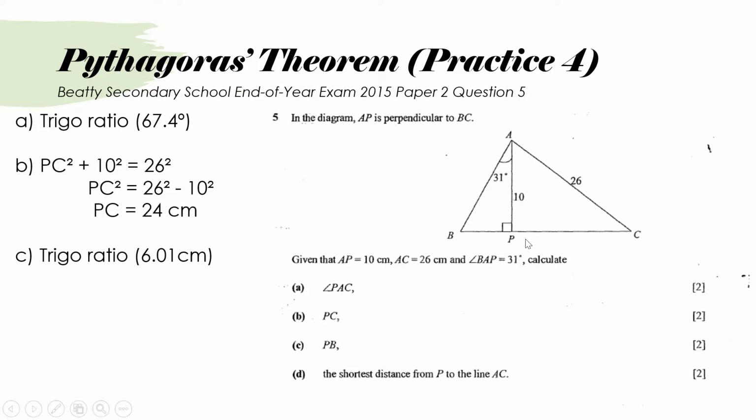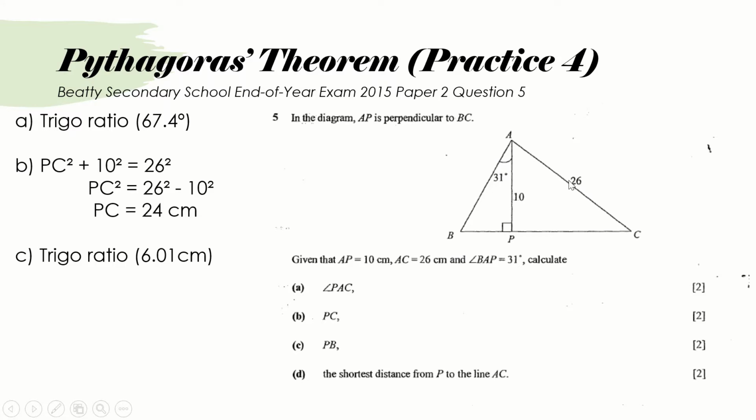Okay, the last one, the shortest distance from P to line AC. So from P to line AC, if you were to draw a line to show the shortest distance, that line must be perpendicular to AC. So if I draw a line and I say that the point where the line meets AC is O, then this line here would be PO, right?